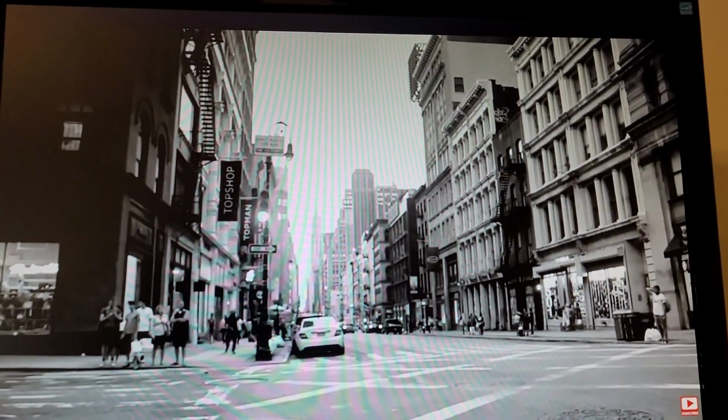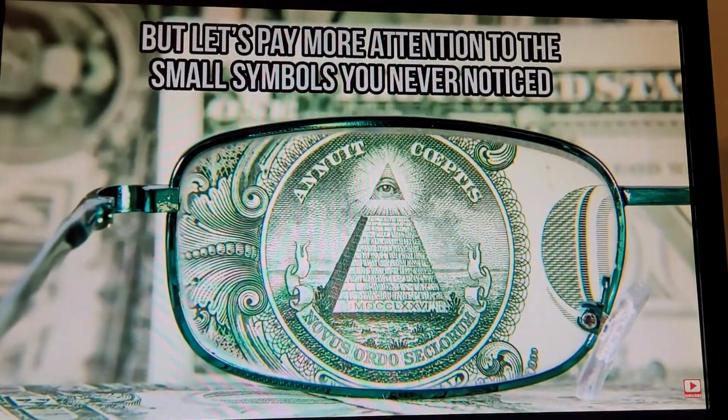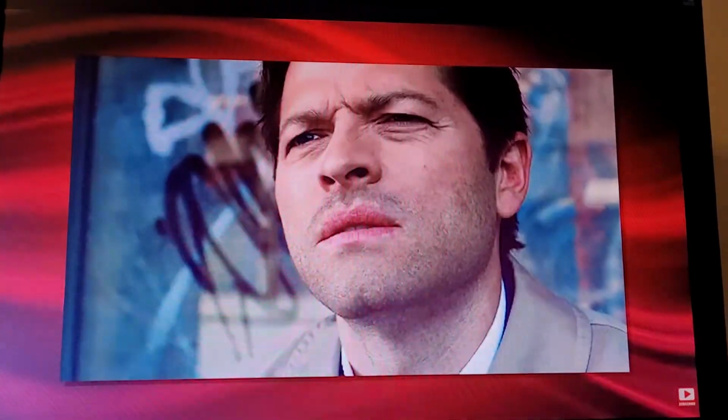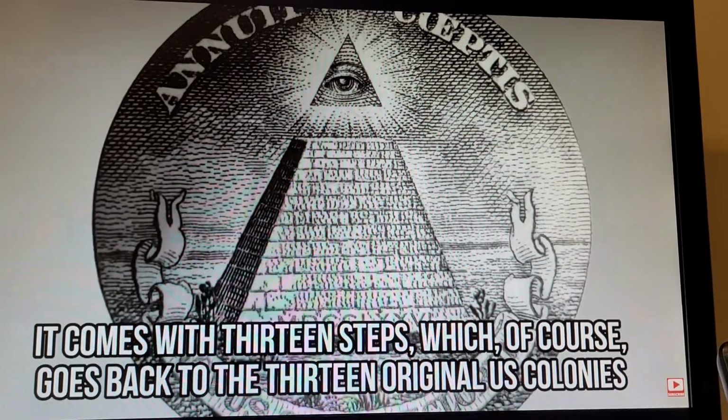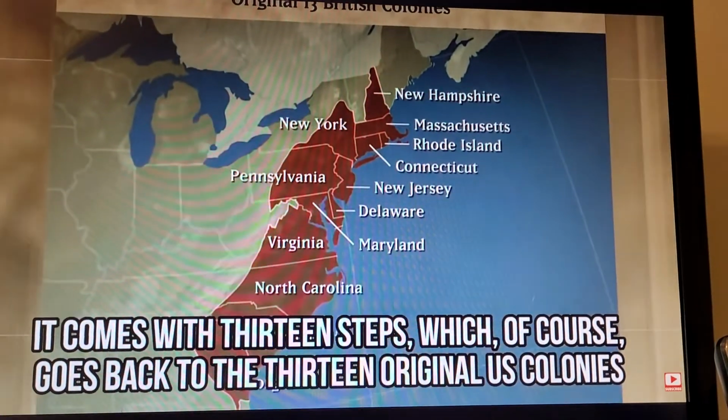You might have noticed the creepy eye at the top. We'll talk more about that later on. Let's pay more attention to the small symbols you never noticed on the pyramid. Have you ever noticed that the pyramid is actually unfinished? It comes with 13 steps, which of course goes back to the 13 original US colonies we've already mentioned earlier.